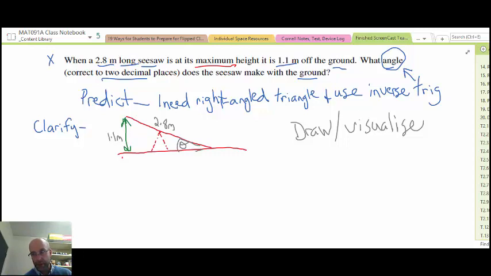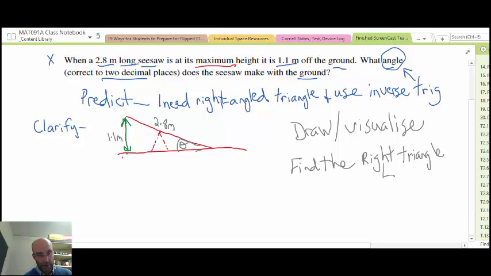Drawing is good. The next step is to find the right angle triangle. If we assume the ground is horizontal and flat, and this is vertically up, we've got a right angle there, and assuming that we have a straight beam on the seesaw, you can see the grey zone there makes a right angle triangle. So we have an angle, we have two given sides, and we have to find the angle.